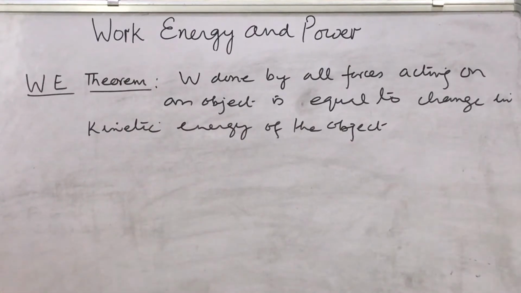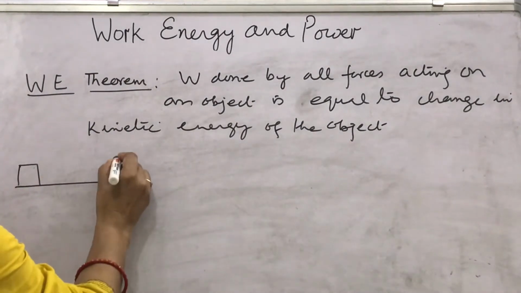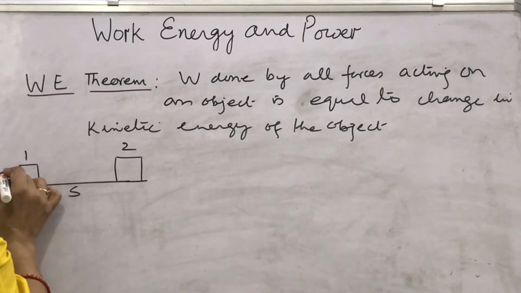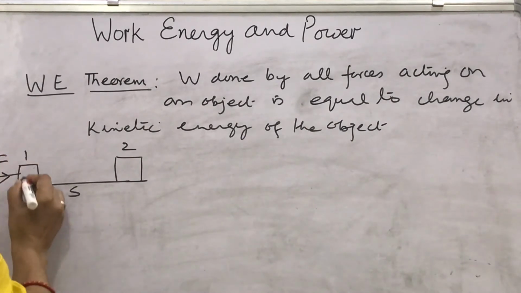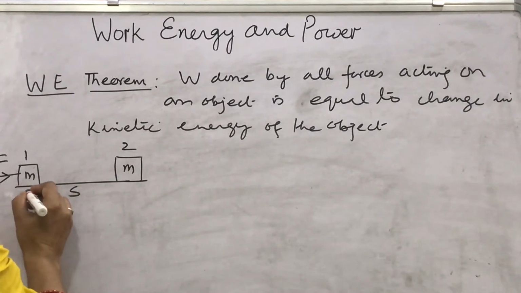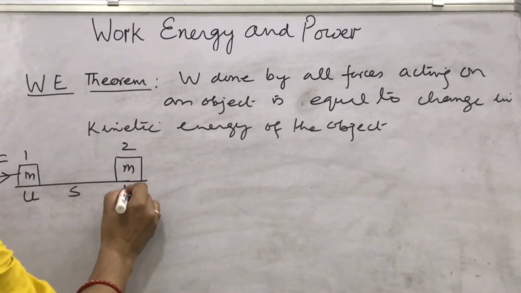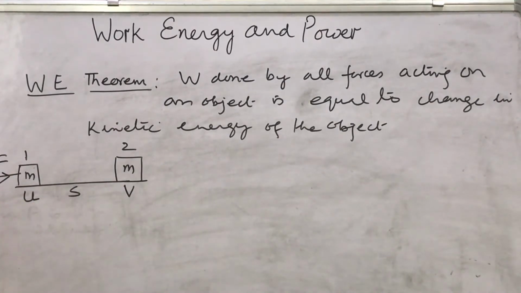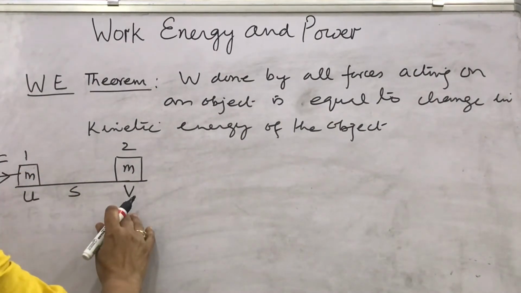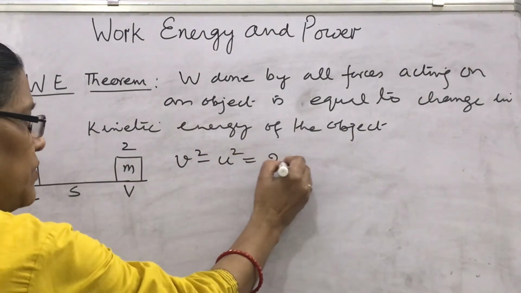How will you prove it? You know that an object is placed here, and it is displaced from position 1 to 2 by applying a force F on it. Mass of the object is m, its velocity initially is u and finally it is v. The force is applied in the direction of displacement, and displacement is s. What can you write here? This v square minus u square equal to 2as.